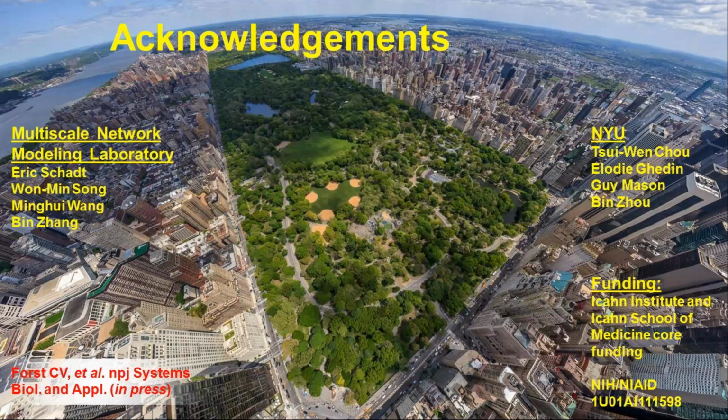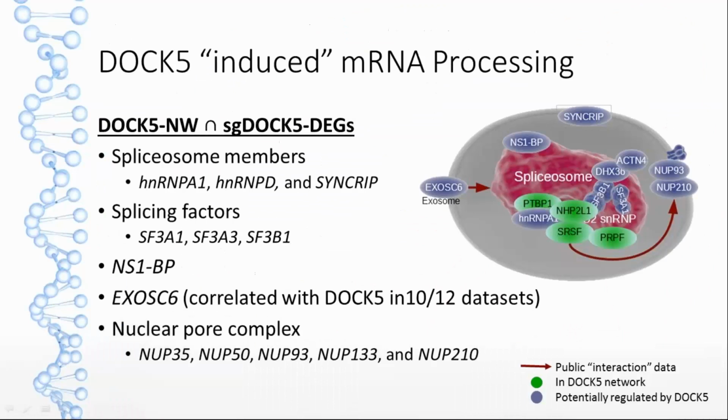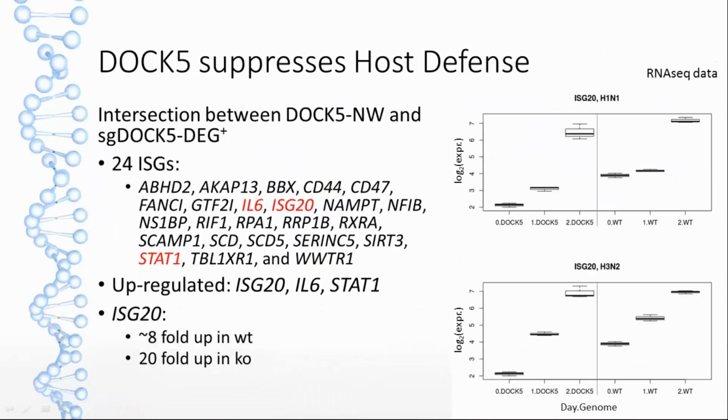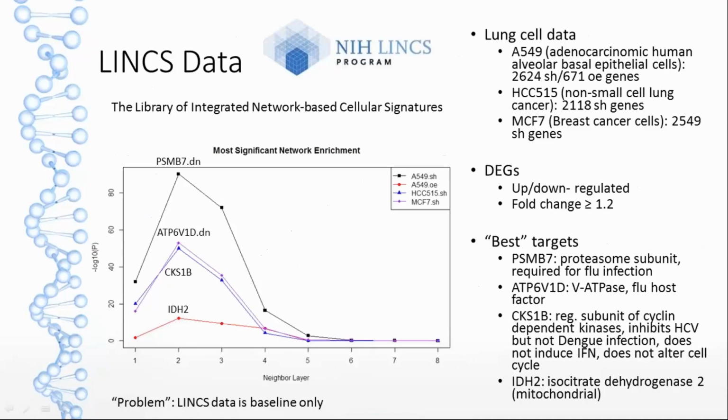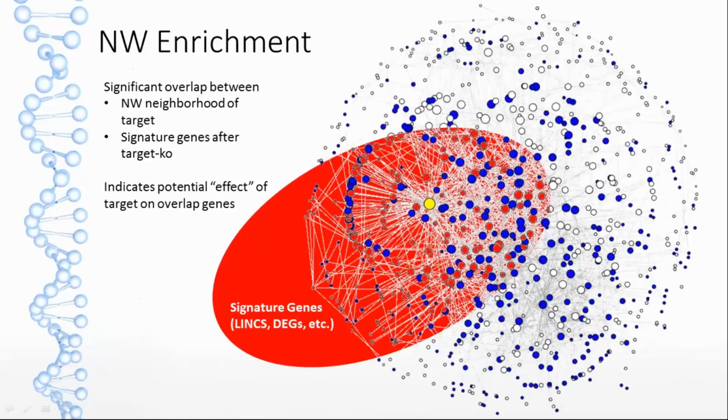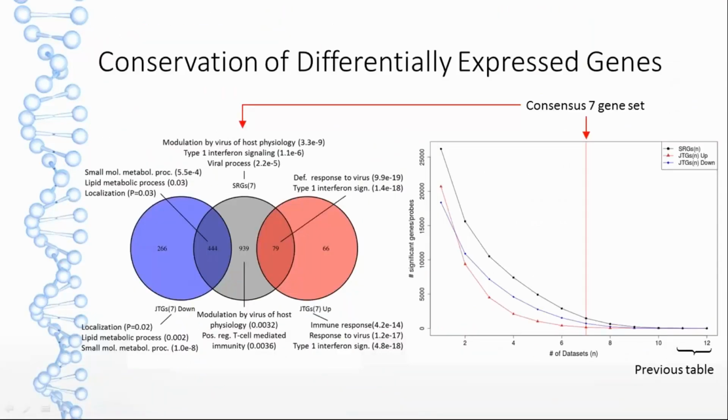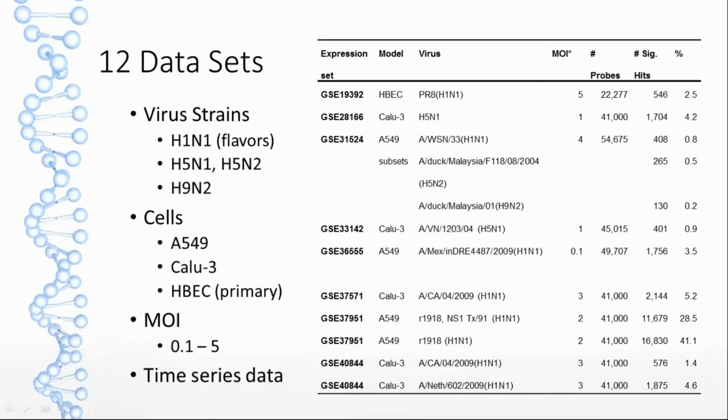So how did you compute the co-expression network? Exactly what data did you use? The co-expression network was based on the 12 transcriptomic data sets from GEO. From these 12 data sets, we calculated 12 co-expression networks, and then we used the consensus, just counting the edges.